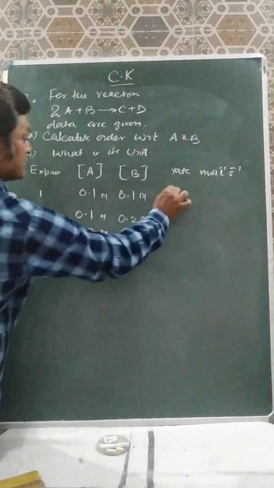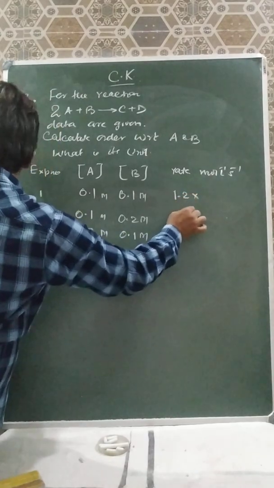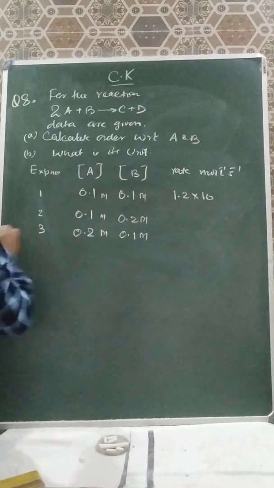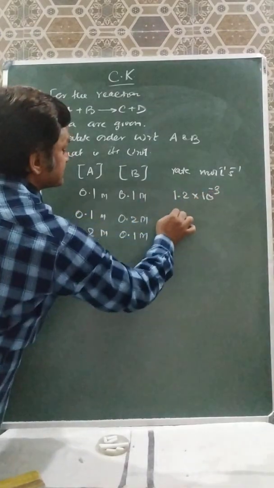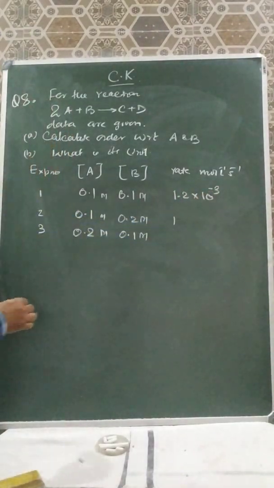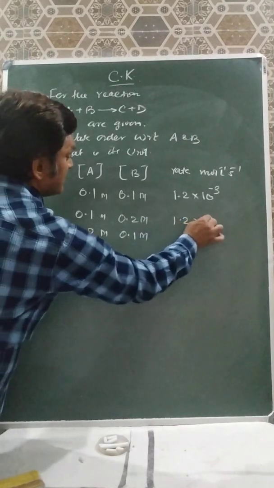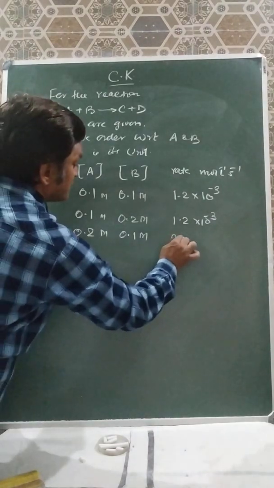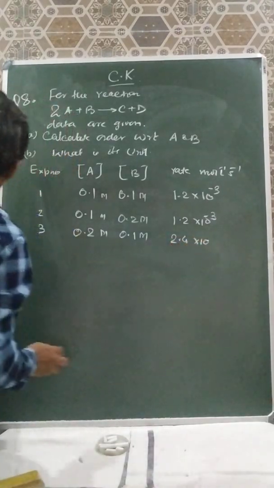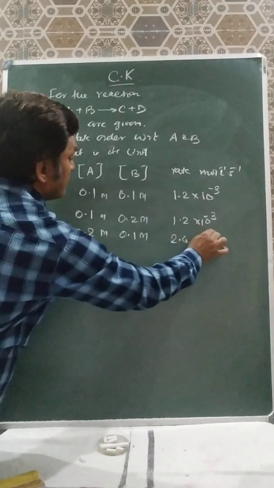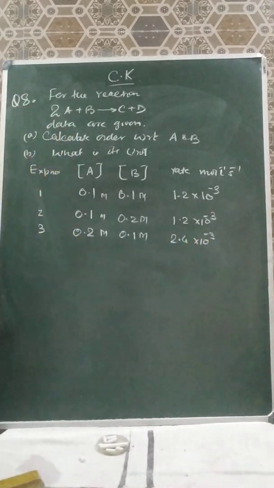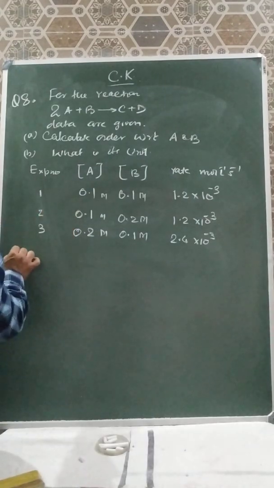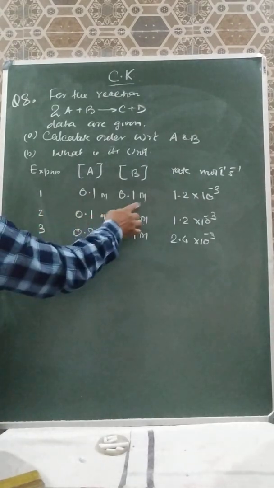The rate is equal to 1.2 into 10 to the power -3 mole per liter per second for the first experiment. For the second experiment, 1.2 into 10 to the power -3 mole per liter per second, and the third is 2.4 into 10 to the power -3 mole per liter per second. This problem is solved by comparing experiments 1 and 2, where the concentration of A is equal.